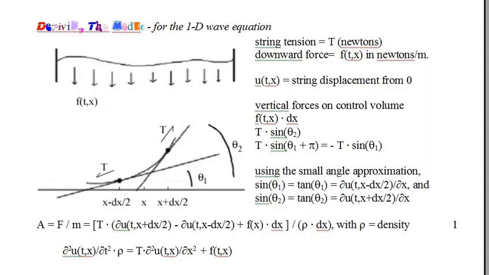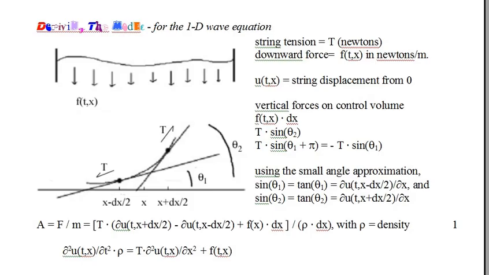Now we use Newton's second law of motion, which states that the vertical acceleration of the control volume equals the sum of the vertical forces acting on the control volume divided by the mass. The vertical forces on the control volume are the vertical forces at the ends of the control volume plus f of t, x times dx, and the mass of the control volume is dx times rho, the density of the string. So we have equation 1.